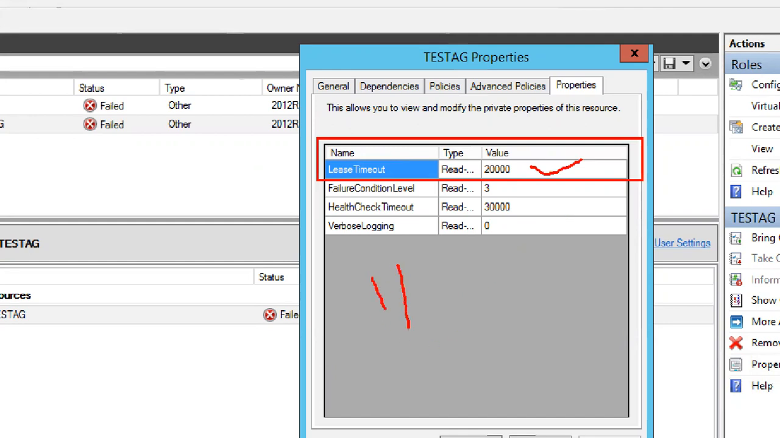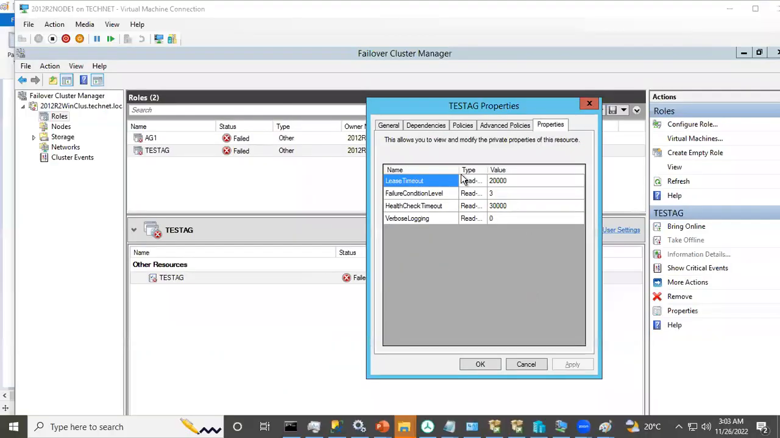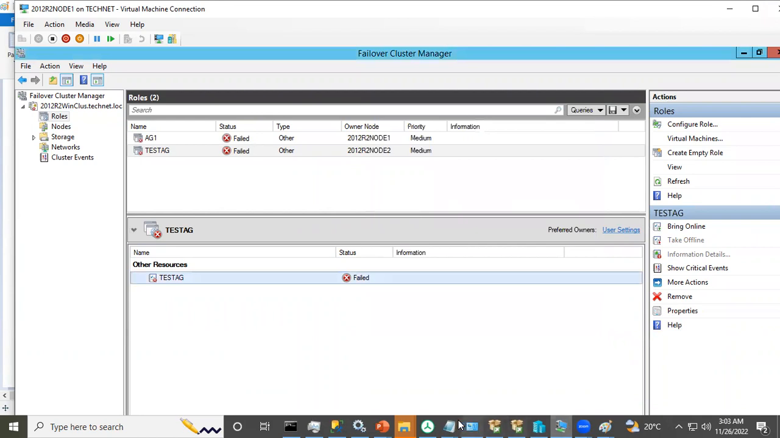Every quarter of it, that is every 5 seconds, it validates the check, the heartbeat between the resource DLL and SQL Server. And if it is not responding within these 20 seconds, the lease is considered expired. That is how it works. You can freely increase this value to whatever you want, based on the need. So that is the lease mechanism and lease timeout.